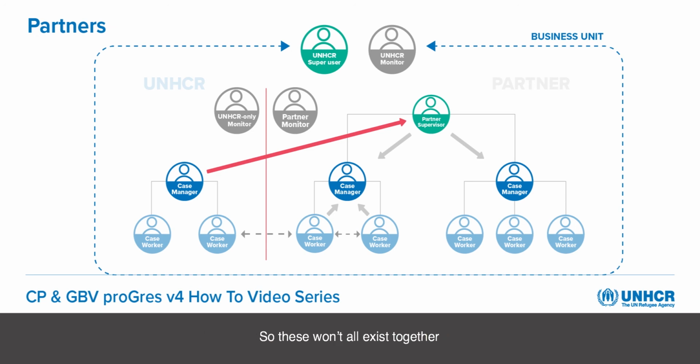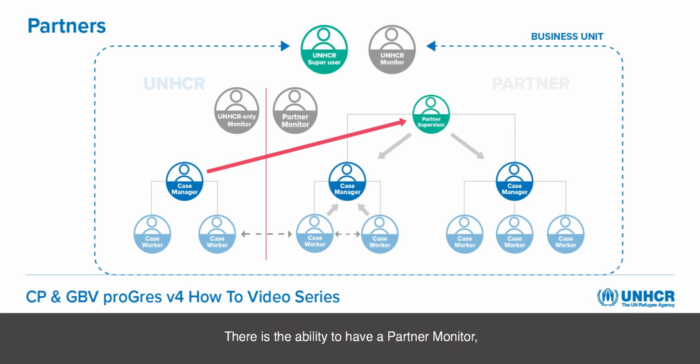So these won't all exist together, but I wanted to show that there are 3 options. There is the original one that we had discussed right next to the super user called the UNHCR monitor. This monitor role would be able to access all of the files across both the partner and UNHCR, and again, as read only and not the identifiable information or the text boxes. But in some situations, this is not appropriate, nor do the partners prefer this setup. And so there are some other options.